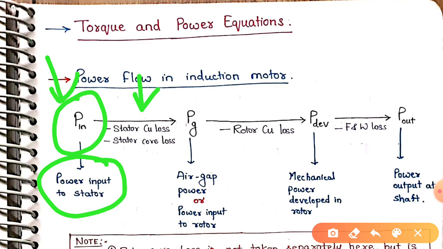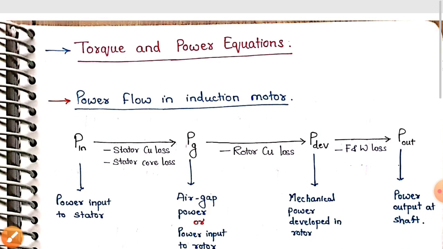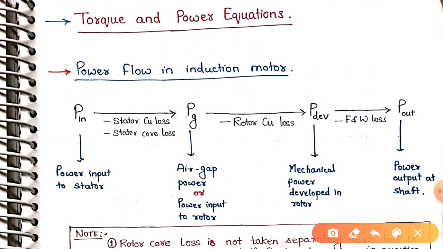First is your stator copper loss, which is equal to I square R loss, and then stator core loss, which takes place in the iron part of the stator. So these two losses are deducted from the stator input power. Then we get air gap power or PG. Air gap power is very important while doing calculations. We will see that air gap power is very important.